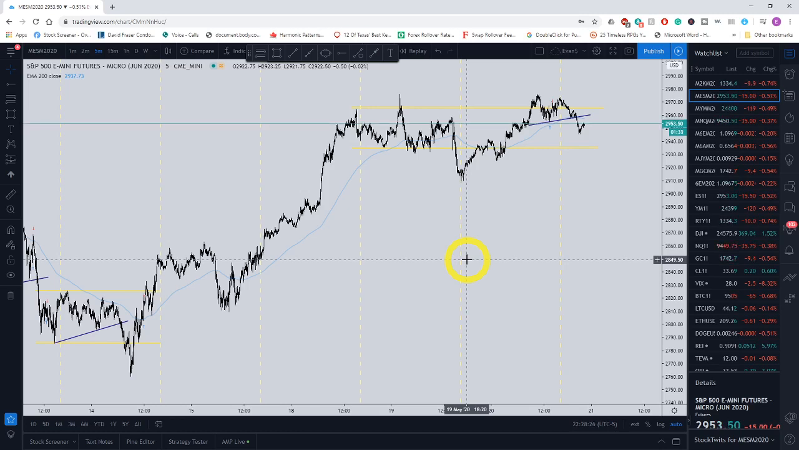So, anyways, that's what I'm looking for in the market, and a couple of things I have been working on here over the past few weeks.